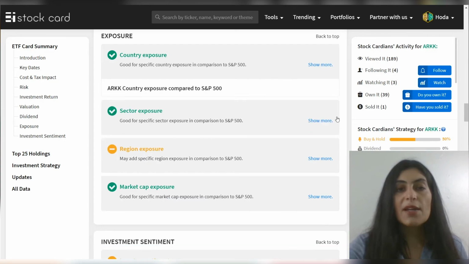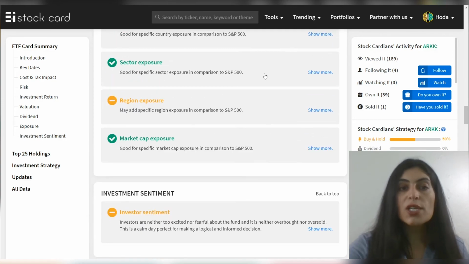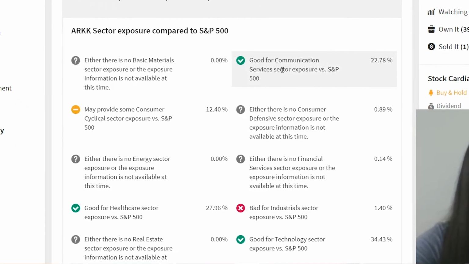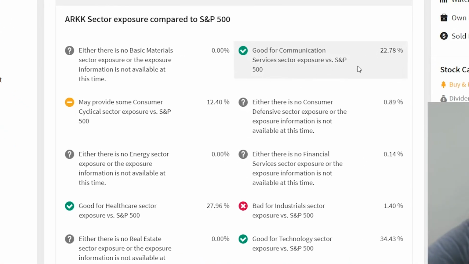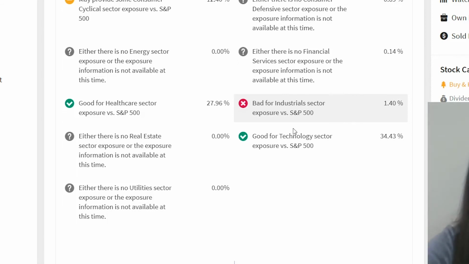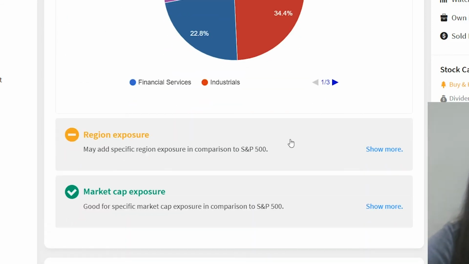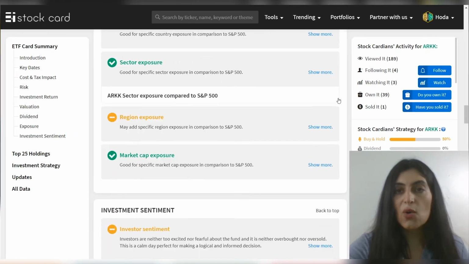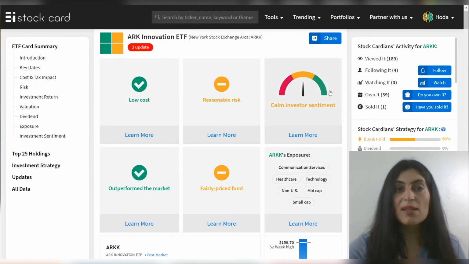The other one is sector exposure. So we bring all the sectors. For example, ARK is good for communication services compared to the S&P, good for healthcare compared to the S&P. It's not really good for the industrial sector compared to the S&P. It's lower indexed for industrial. Same for region and market cap. So this has been a very quick introduction to ARK.